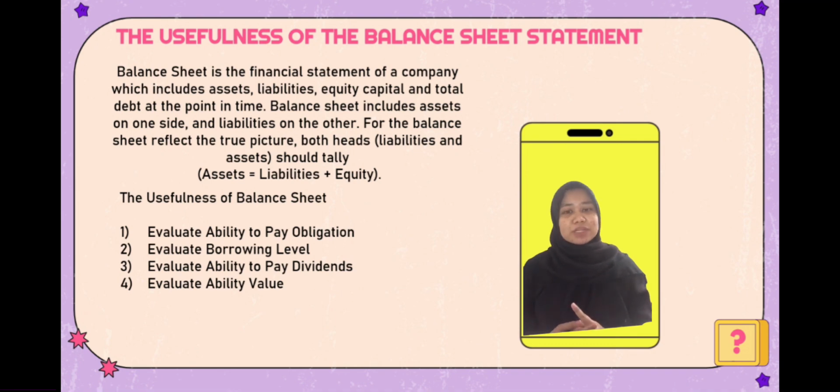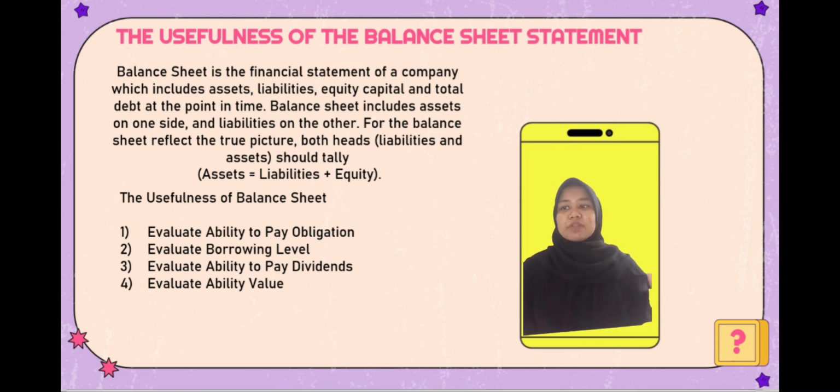First, evaluate ability to pay obligations. To get a sense of an organization's short-term financial situation, there are numerous subsets of that data that may be employed. When the current asset subtotal is compared to the current liability subtotal, it's possible to evaluate if the company has enough cash on hand to pay down its short-term debts.